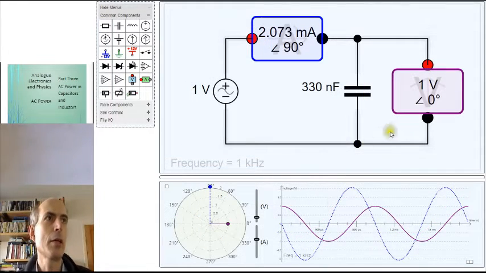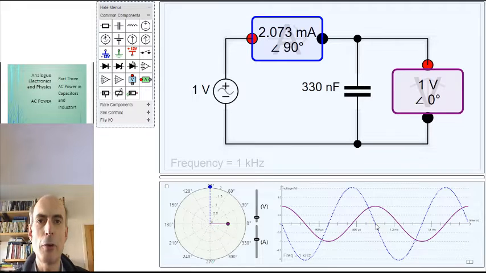Now you'll see that the voltage across the capacitor and the current through the capacitor are now 90 degrees out of phase. When the current is at its maximum value, the voltage across the capacitor is 0. When the voltage is at its maximum value, the current through the capacitor is 0. And if we multiply these two together, then we get this.